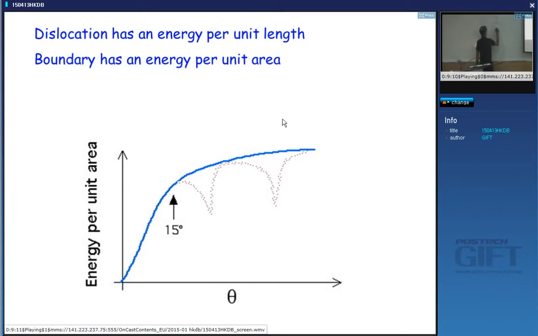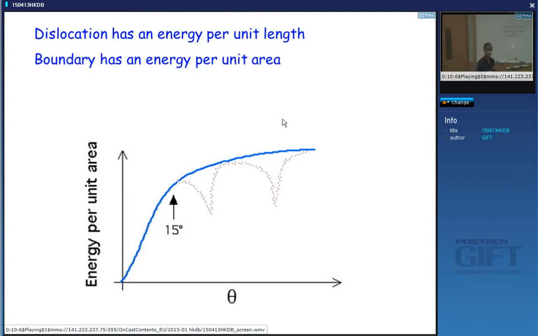the strain fields only extend a distance roughly equal to the spacing, because here we have a region of tension, here we have a region of compression, and compression and tension balance each other out. So the strain field in an array of spacing D extends approximately a distance D. So that reduces the energy of the boundary, because you've got the extra half plane at the top cancelling out the space at the bottom. Yeah?